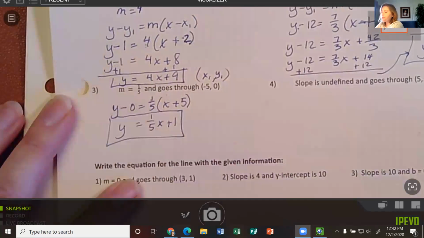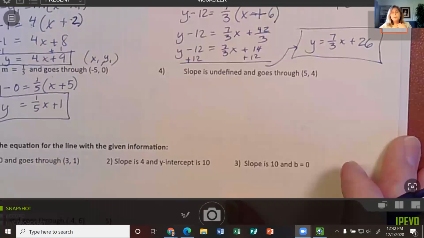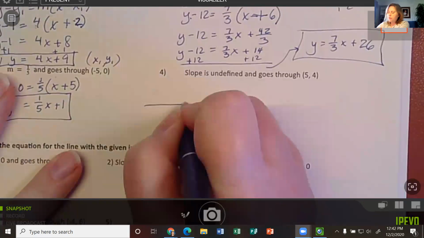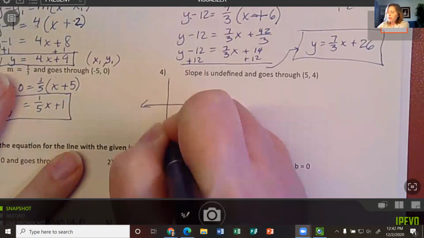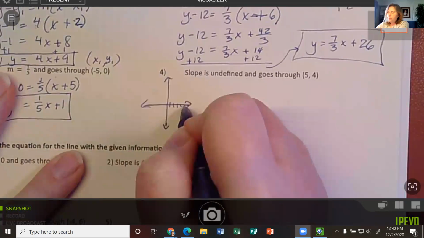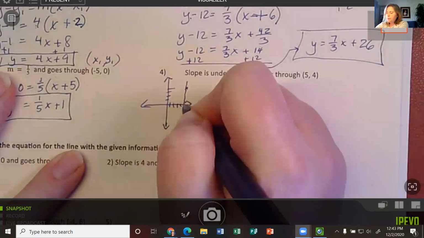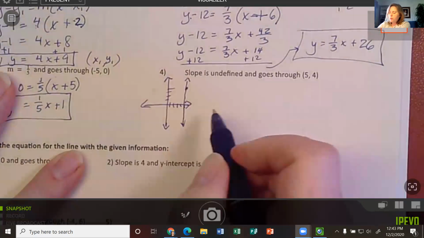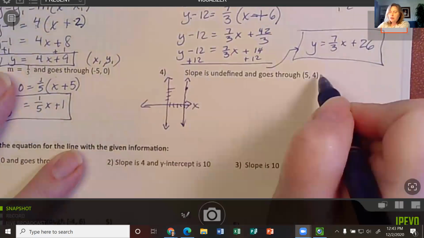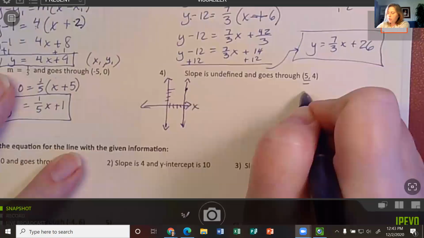Okay, number 4. The slope is undefined and it goes through the point 5, 4. So we know that a vertical line has an undefined slope. Okay, so we know, if you can envision this, here's a little visual aid for you. There's your coordinate plane. We want to go through the point 5, 4. So you would go right 5 and up 4. So maybe right about there, you would have a vertical line. Okay, we know the vertical line is going through the x-axis at 5. So the equation of that line is x equals 5.